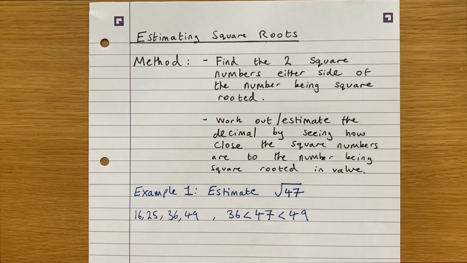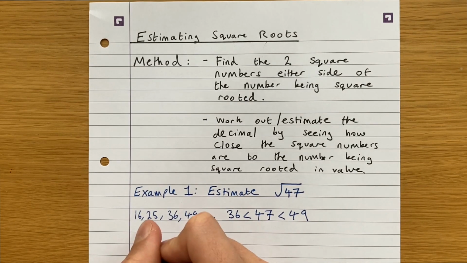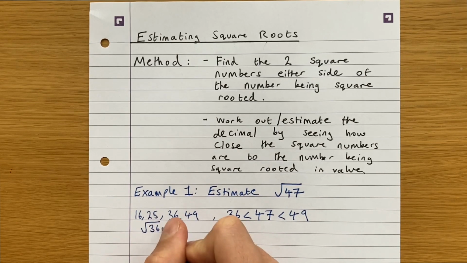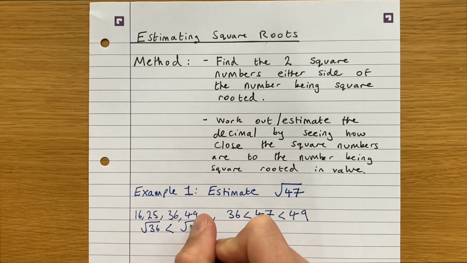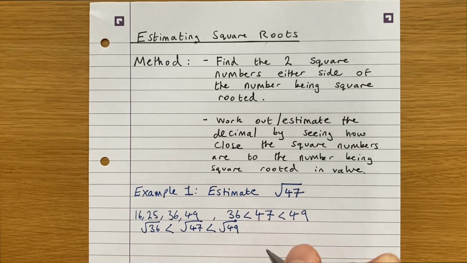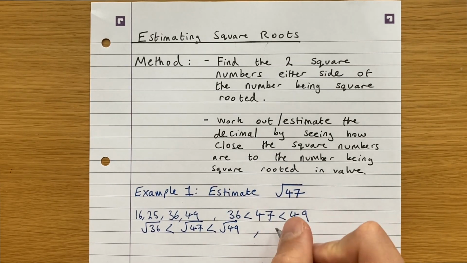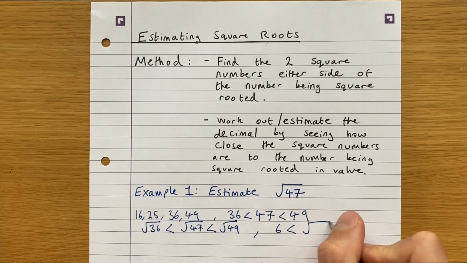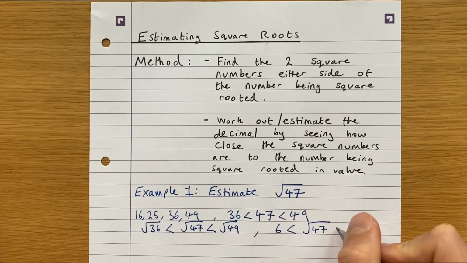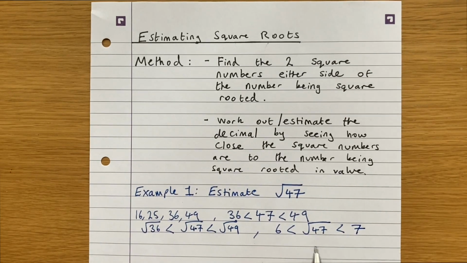if we square root all 3, we get that the square root of 36 is less than the square root of 47, which is less than the square root of 49. Because the square root of 36 is 6, and the square root of 49 is 7, we can just write that 6 is less than the square root of 47, which is less than 7. So we know that our number is between 6 and 7.